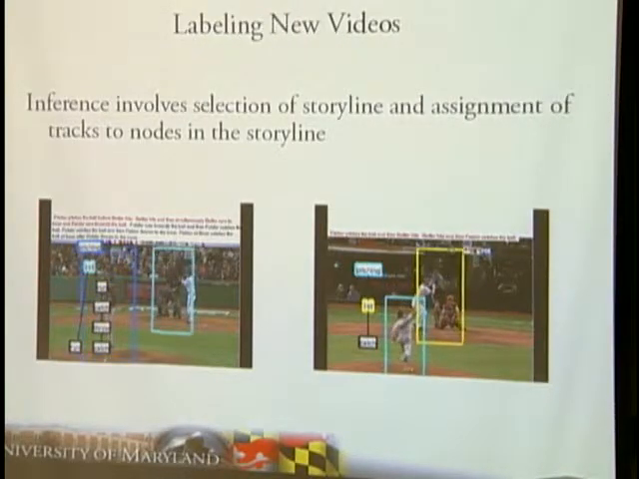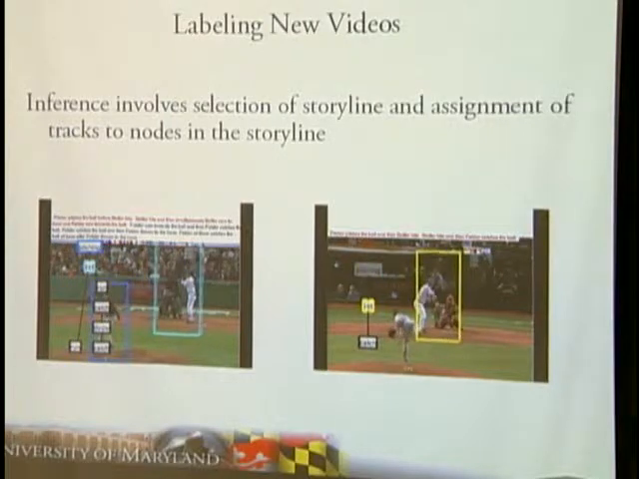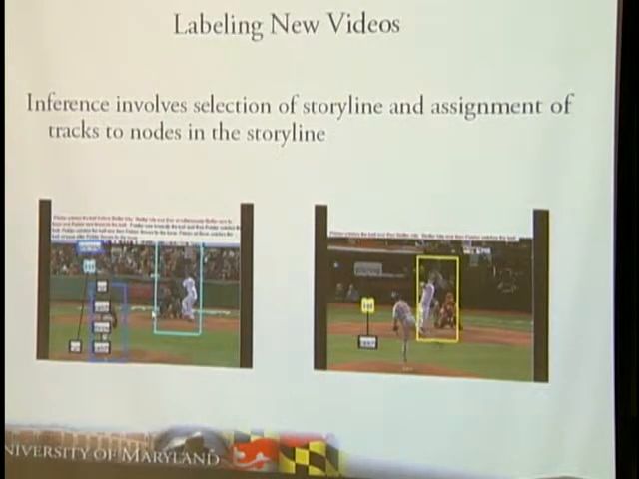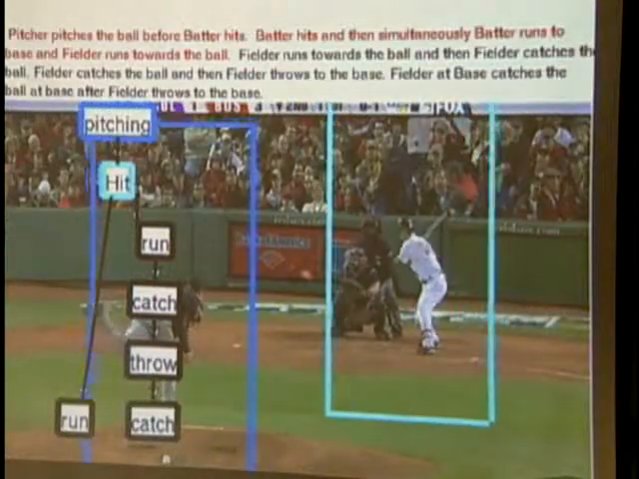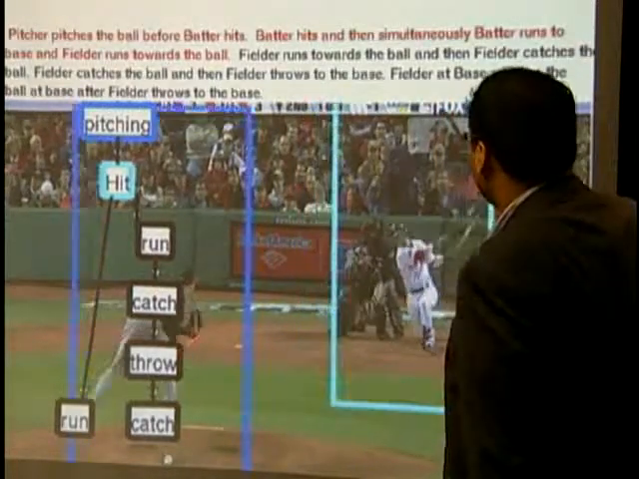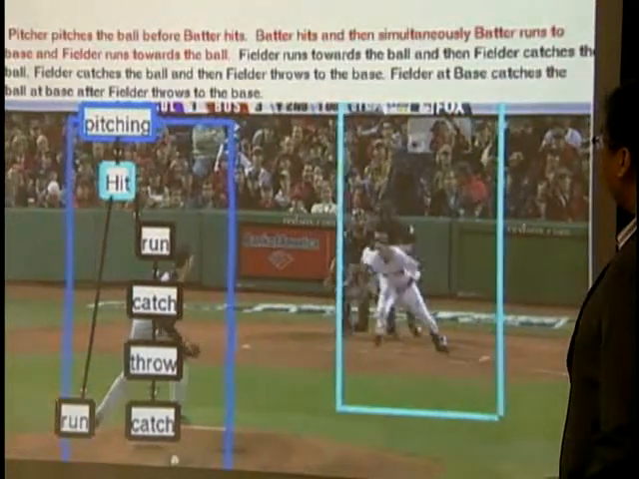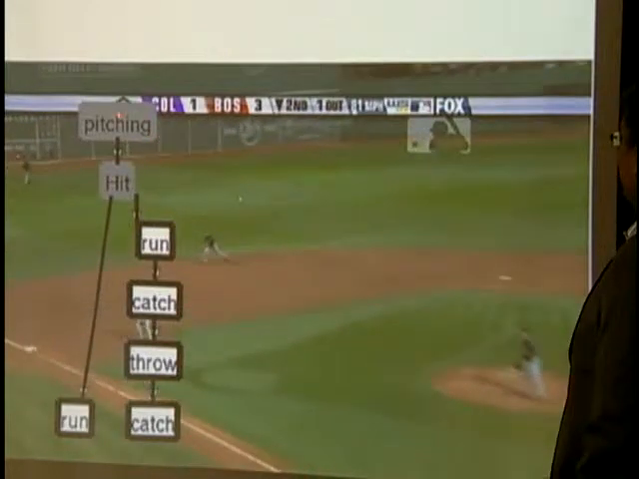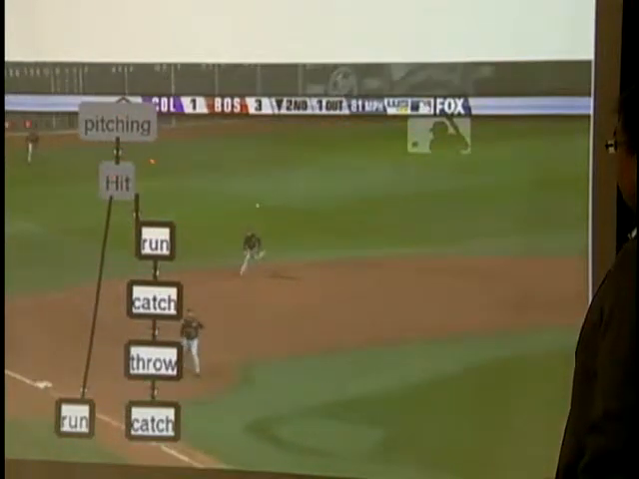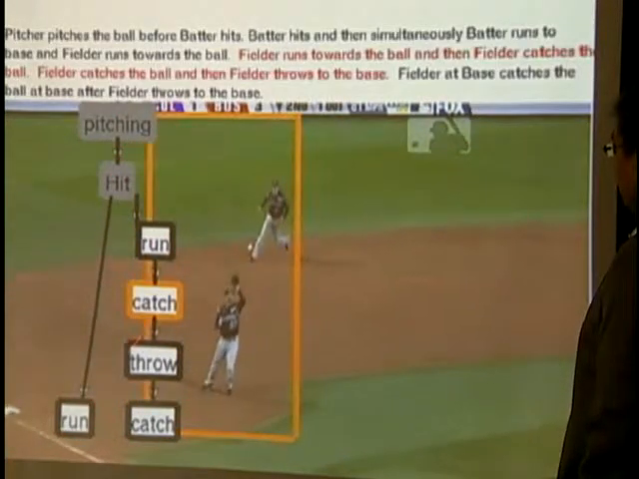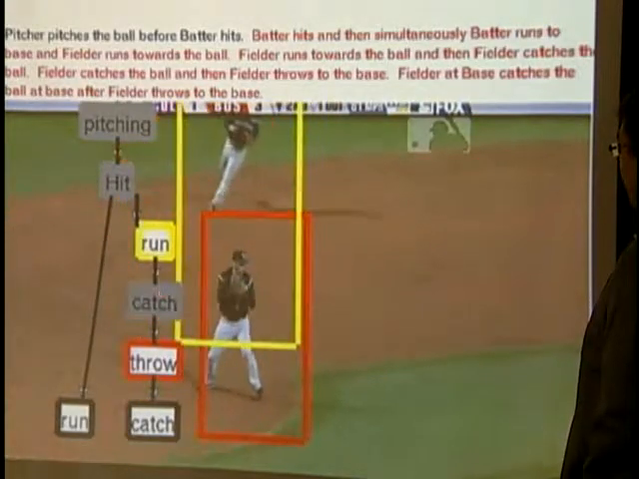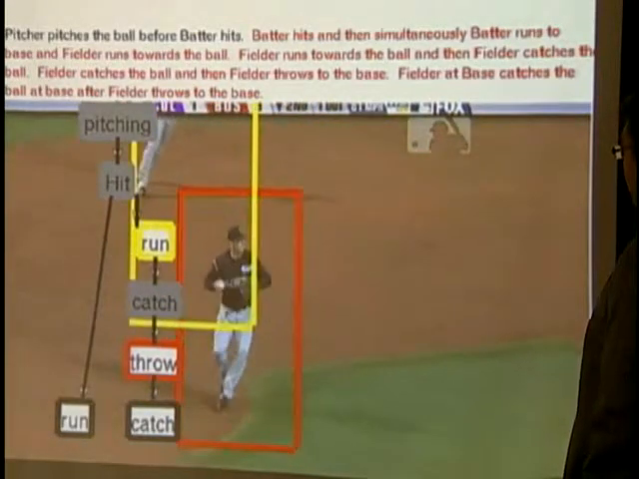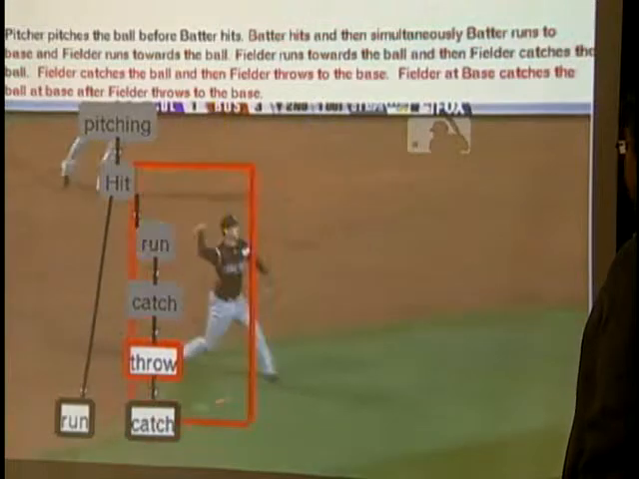Now when a new unseen video comes, you need to infer its storyline and the assignment of tracks to the nodes in the storyline. The left graph shows the storyline inferred for the video, that is, in this case, the pitcher pitches the ball, the batsman hits it, he then runs towards the base, whereas the fielder runs to catch the ball, he then throws the ball towards the base, and the fielder at the base catches the ball.